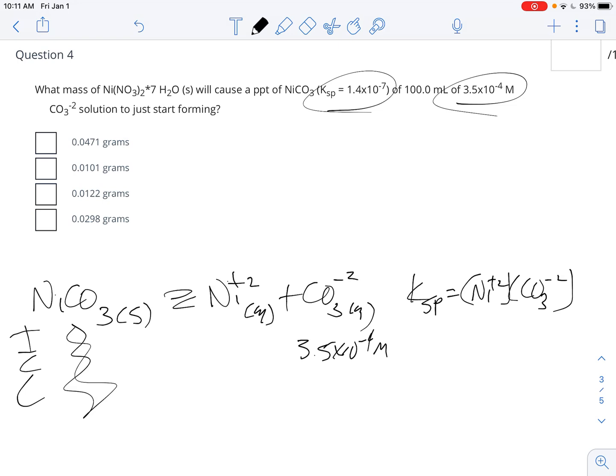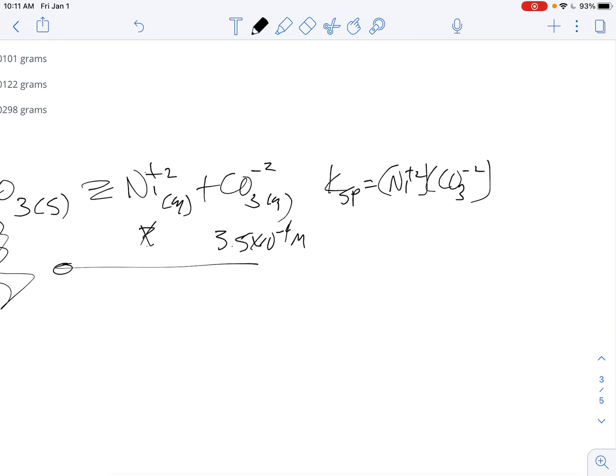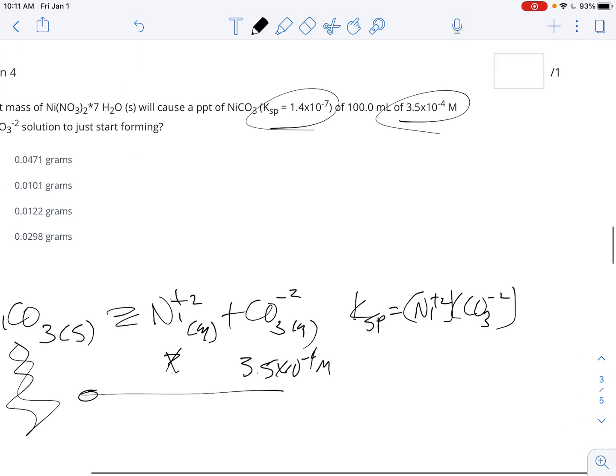Now, they've given me 100 milliliters, and they've given me all sorts of other things. Let's just keep our eye on the ball. What is this going to be in order to start causing a precipitate? Well, we can just put in X there, because if it goes beyond X, then it'll go back over to the left and it'll start causing a precipitate. So let's just start with that.